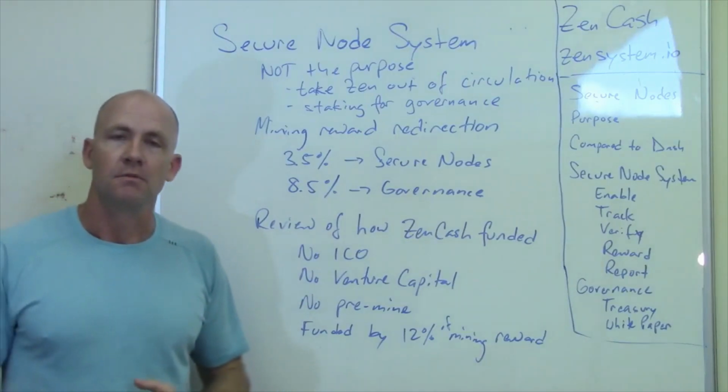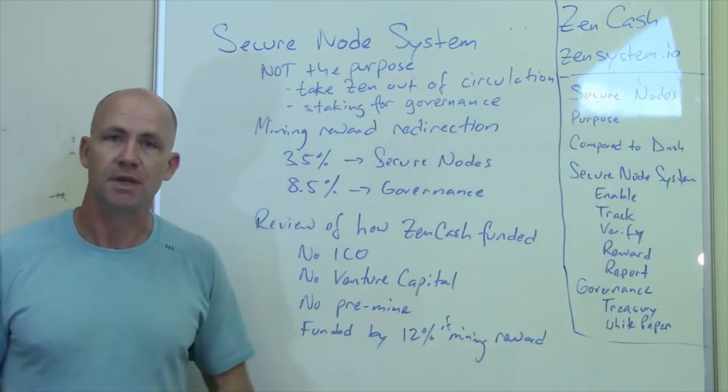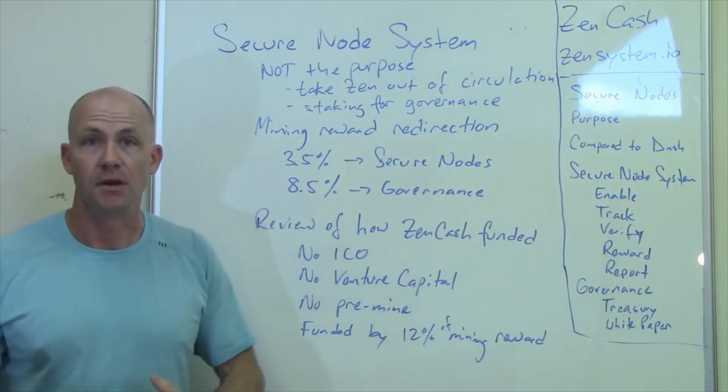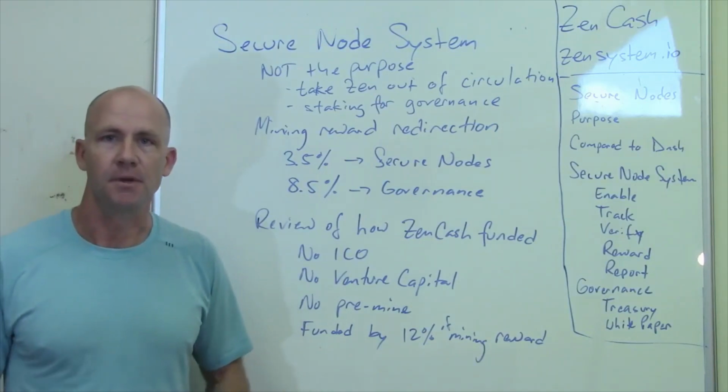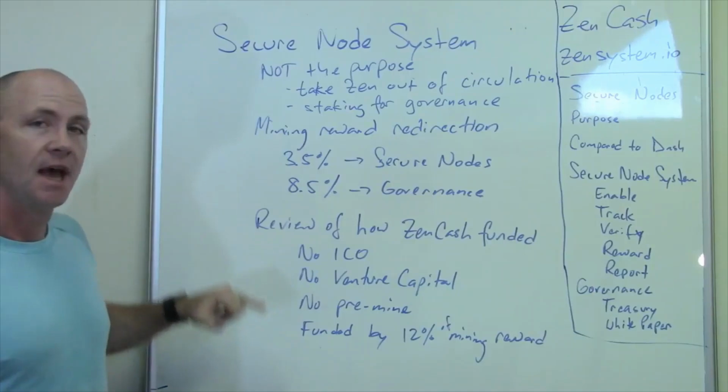8.5% of the mining reward gets redirected towards governance. I'm not going to talk about that today. We'll save that for another time. That's one of the things that Rob Viglione is working on, and I expect he'll be talking a bit more about that. So let's review how ZenCash was funded.